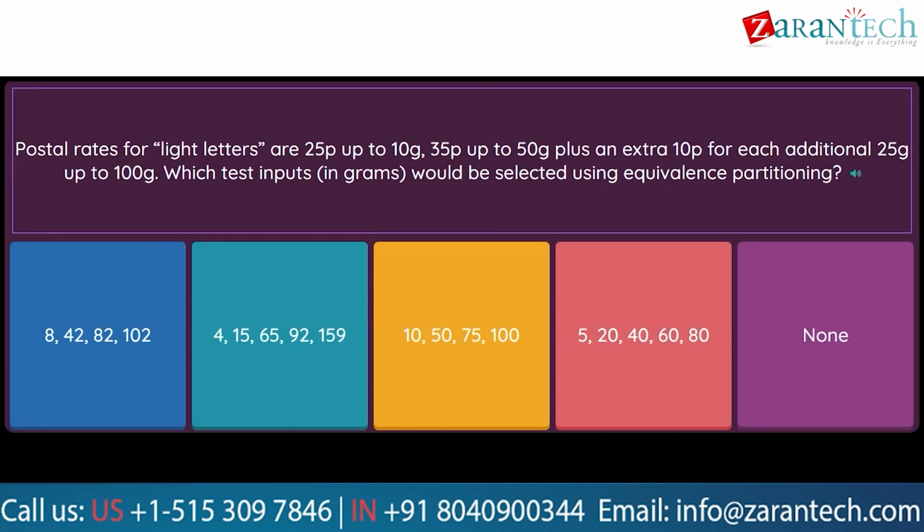Question: postal rates for light letters are 25p up to 10g, 35p up to 50g, plus an extra 10p for each additional 25g up to 100g. Which test inputs, in grams, would be selected using equivalence partitioning? Option 1: 8, 42, 82, 100, and 2. Option 2: 4, 15, 65, 92, 100, and 59. Option 3: 10, 50, 75, 100. Option 4: 5, 20, 40, 60, 80. Option 5: none.